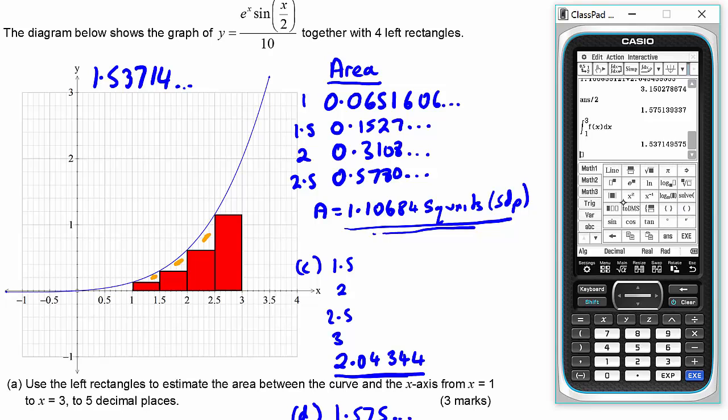We want the percentage difference. To do that, this one seems to be the bigger one, so we'll put that first, take away this one. Okay, so we need the minus in between there, and we need to get rid of the minus off the end. And of course we need to divide by the true value, which is that one, and then multiply by 100. That gives us 2.47%.